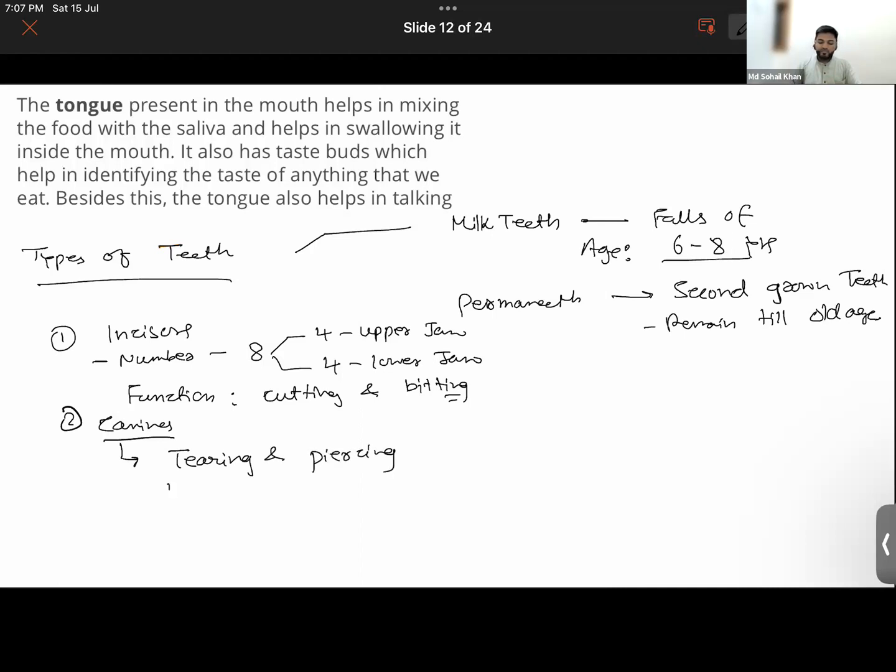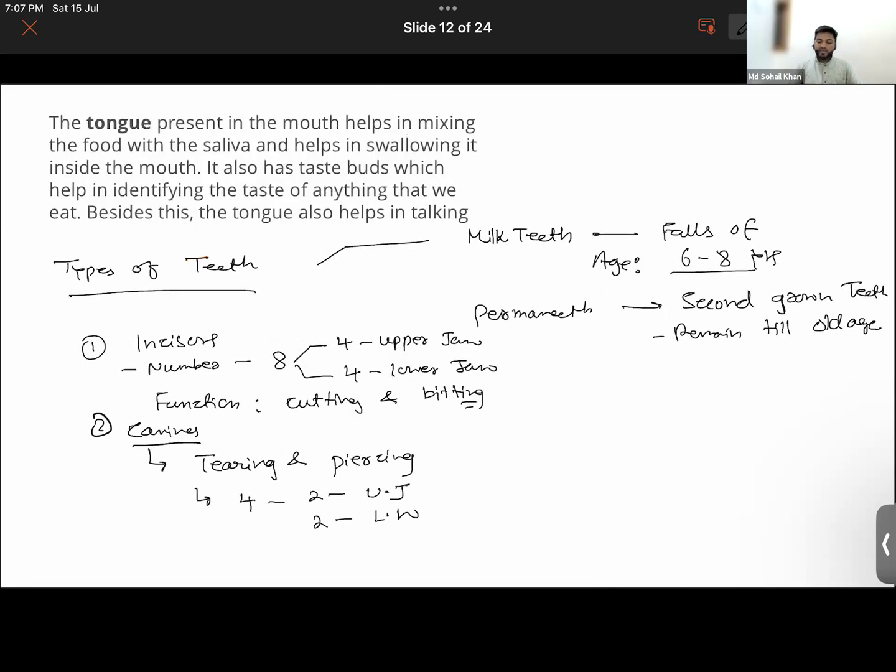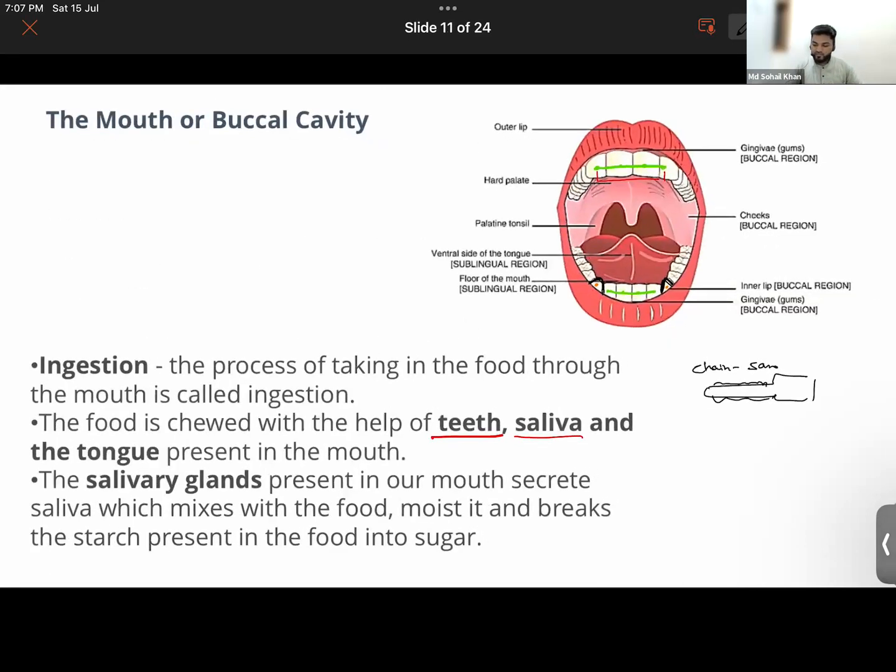Okay, so the early humans, if you see, millions of years ago, they basically used to have a meat-based diet. They were hunters and gatherers. First, they were hunters. Later, they became gatherers of different types of foods as well. Okay, so tearing and piercing. Their number is total 4: 2 on the upper jaw, 2 on the lower jaw. Right, guys?